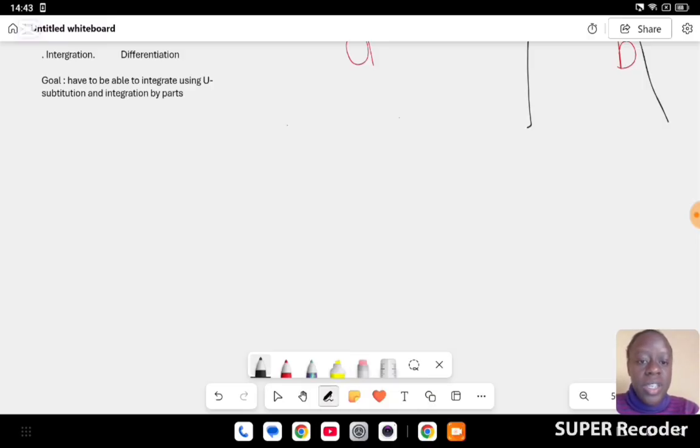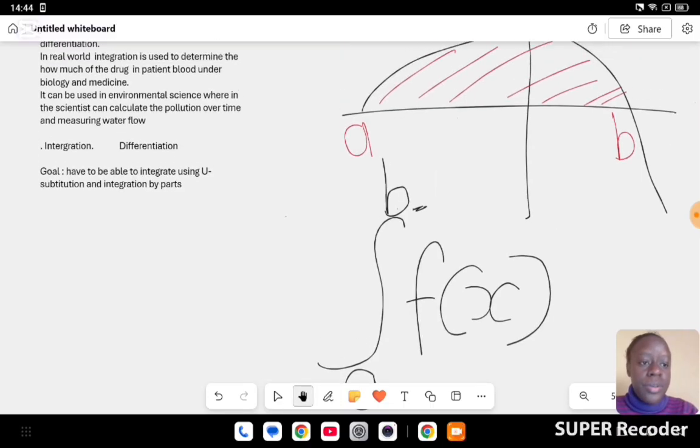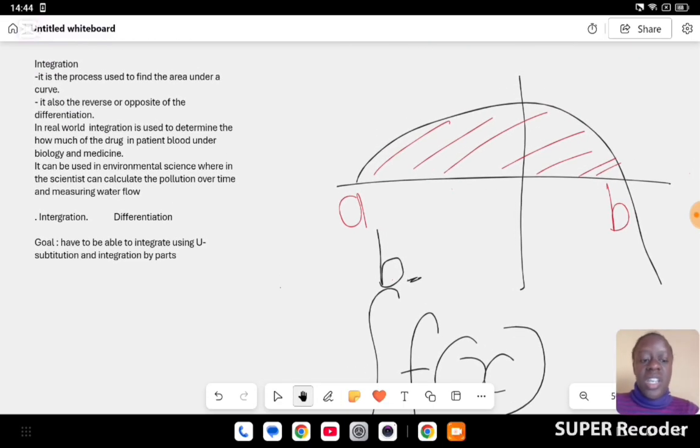You're going to use the formula in this way. The integration at B, A as a function, wherein B is the bigger number and A is the smaller number. Another thing that I'm going to talk about is that integration is the opposite of differentiation. I will explain it more at a later stage.